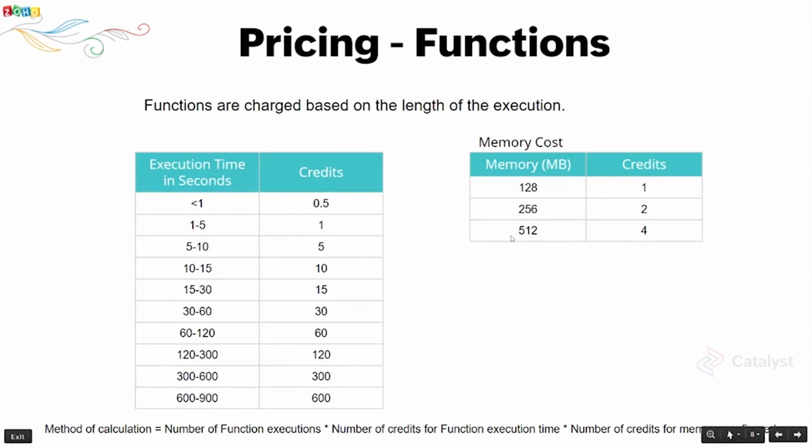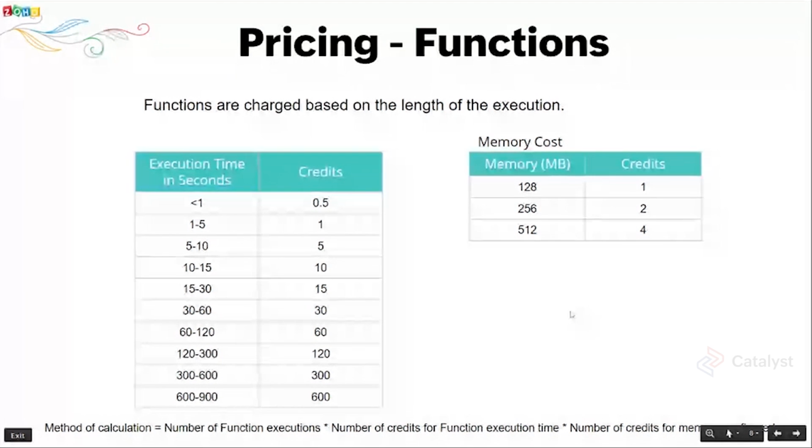So for example, if you're executing 2 functions and each of these functions are taking between 1 to 5 seconds of execution time, that would mean 2 cross 1, and if you're using 128 megabytes of memory, that would be 2 cross 1 cross 1, which would give you 2 credits for the entire operation. So that's how the pricing is done for this. Again, the pricing will be fairly transparent. I will walk you through the pricing calculator towards the end of the presentation.